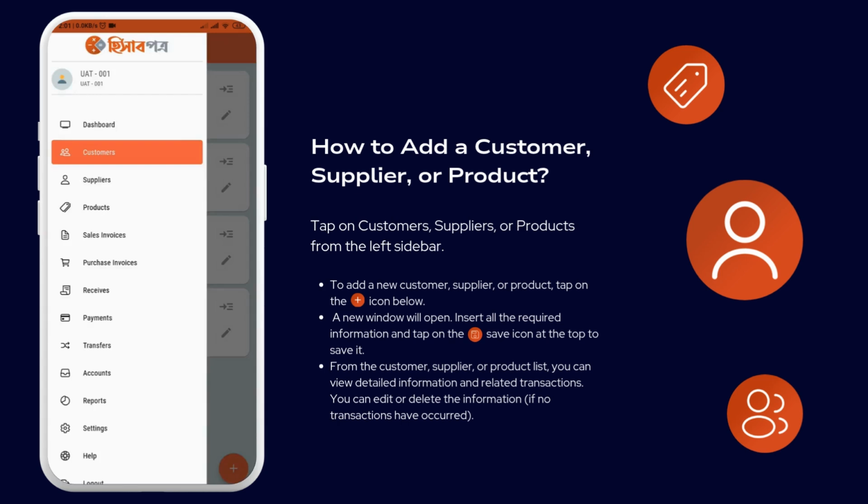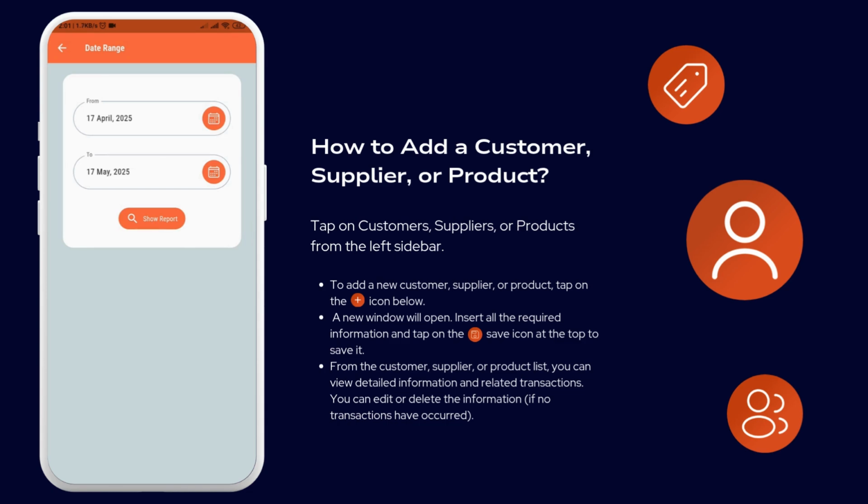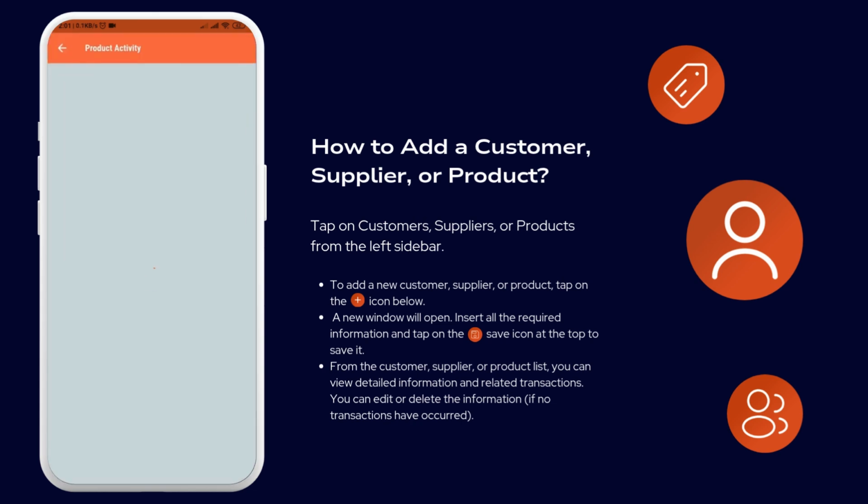To view transaction details for any customer, supplier or product, simply tap the arrow icon beside the item. On the next screen, select your preferred date range and tap Show Report. A detailed ledger report will appear then, giving you a complete view of all related transactions.